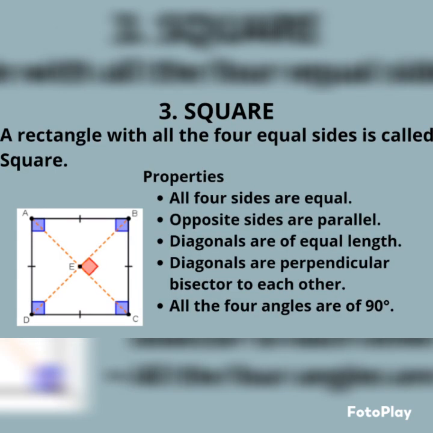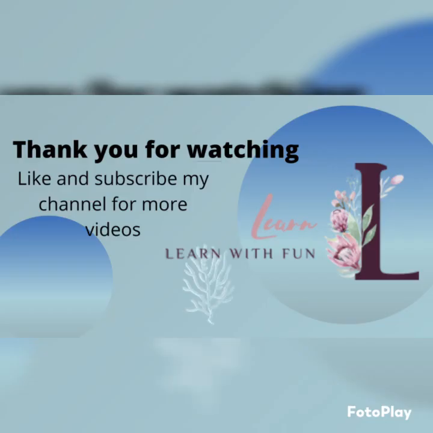Now let's see square. A rectangle with all four sides equal is called a square. This means a square can be a rectangle, but a rectangle cannot be a square. And the properties are four sides are equal and opposite sides are parallel to each other. Diagonals are of equal length. That means AC is equal to BD, and they are perpendicular bisectors of each other. At point E, they are making 90 degrees with each other.